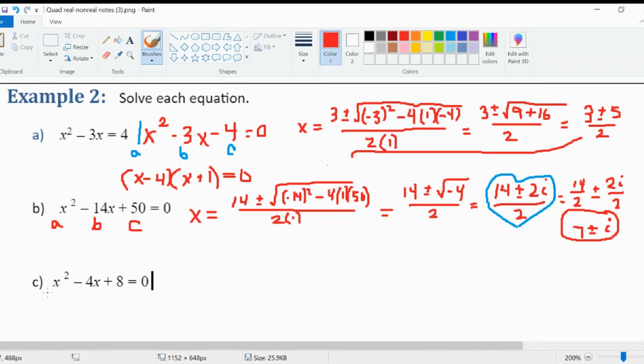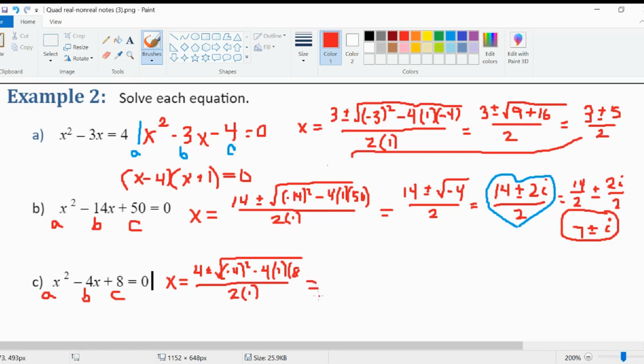Is that equal to 0? So my A term is 1. B term is negative 4. And C term is 8. And we'll put this into the quadratic formula. X is going to equal opposite of B, so 4 plus or minus the square root, take your b squared, negative 4 squared, minus 4 times 1 times 8. And once we get that, we'll put it over 2a.